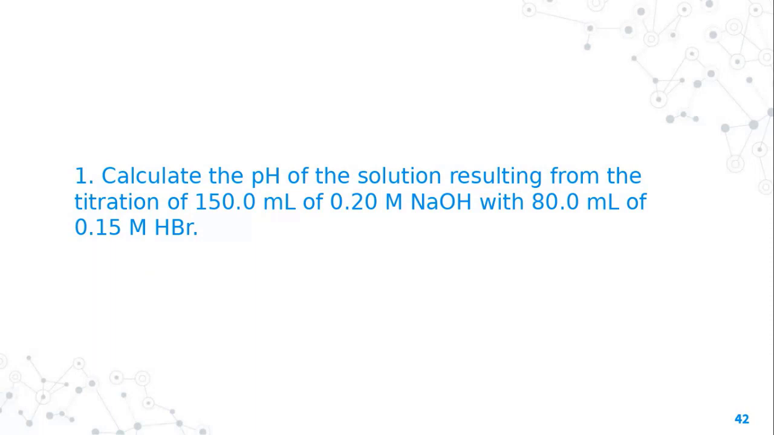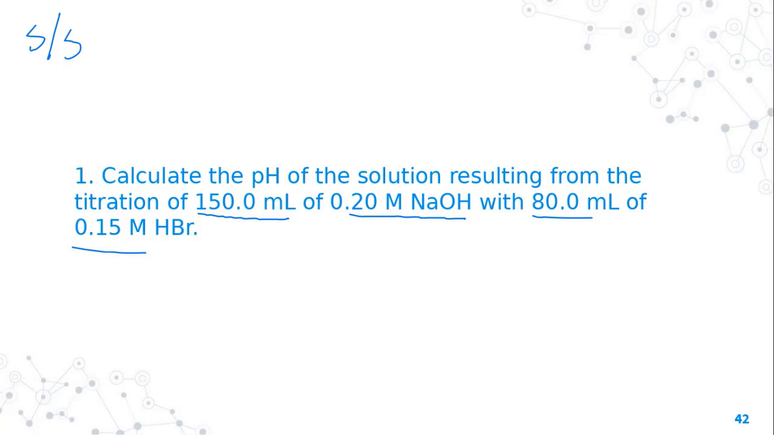Hey guys, we're going to go over the part 2 practice problem now. This one's asking us for the pH of 150 milliliters of 0.2 molar NaOH, so that's a strong base, and 80 milliliters of 0.15 molar HBr. If you remember, that is a strong acid. So what we have here is a strong titration. Let's write that at the top: strong.